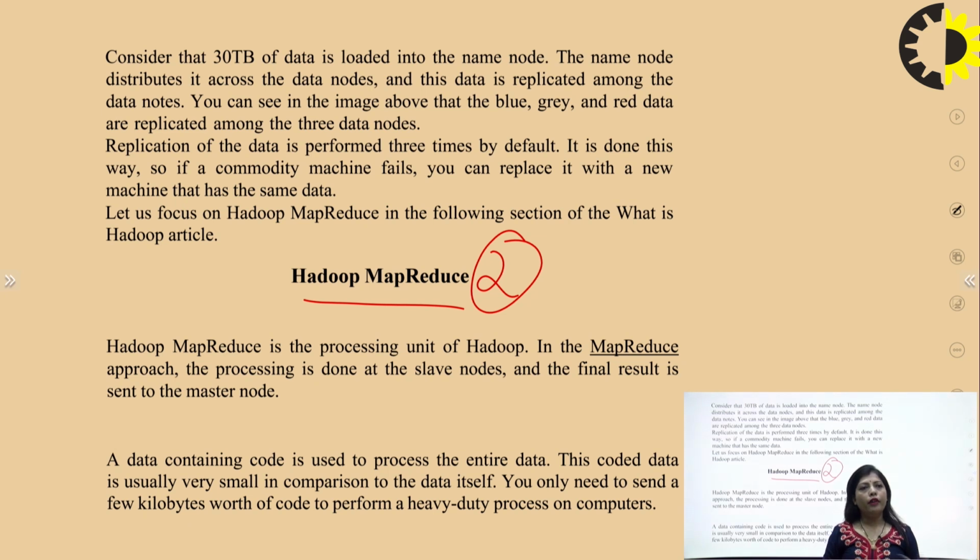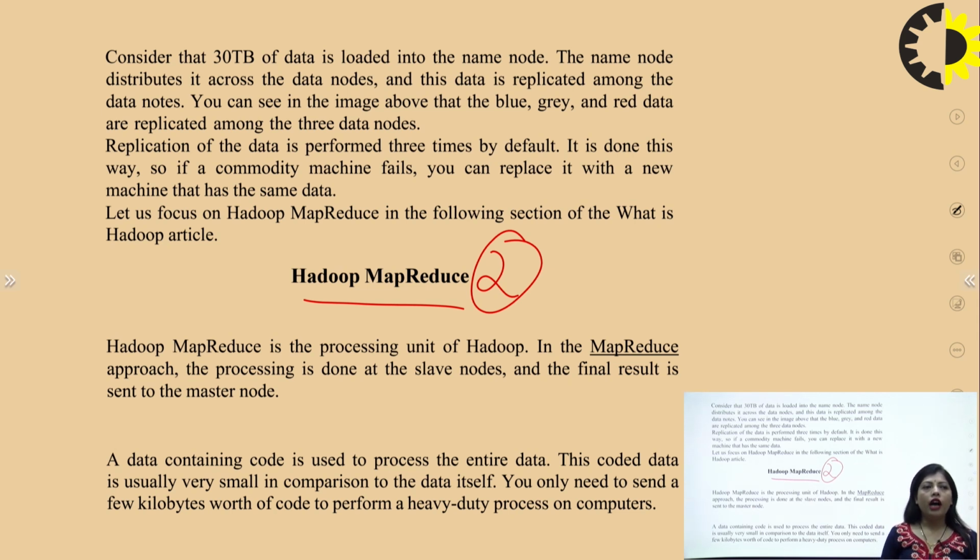Hadoop MapReduce is a processing unit, in which the data is processed. So Hadoop MapReduce is the processing unit of Hadoop. In the MapReduce approach, processing is done at the slave node and the final result is sent to the master node.